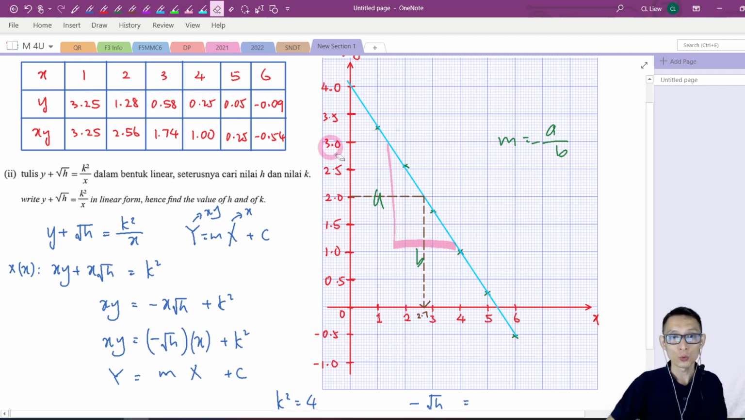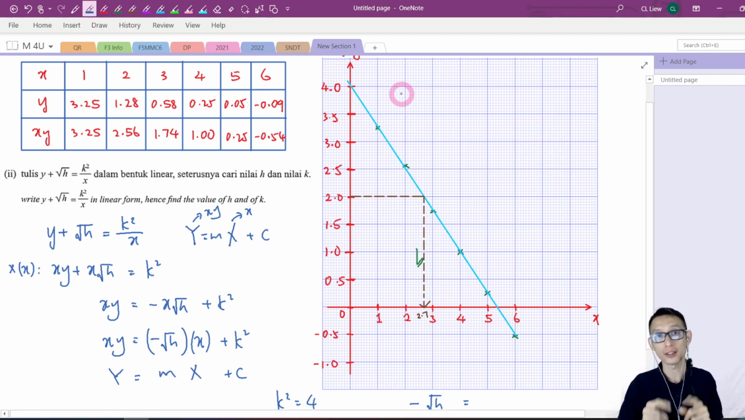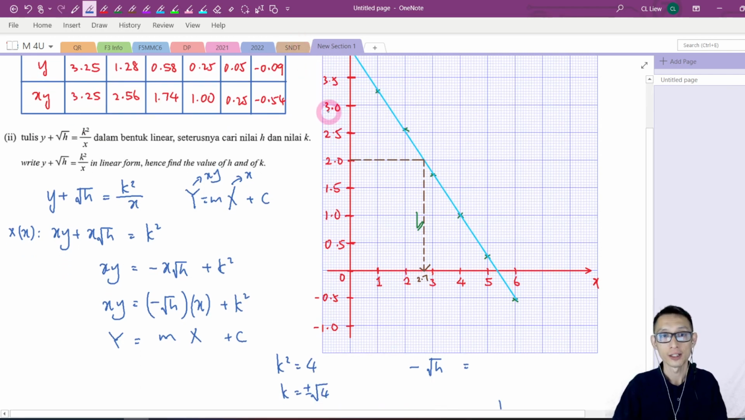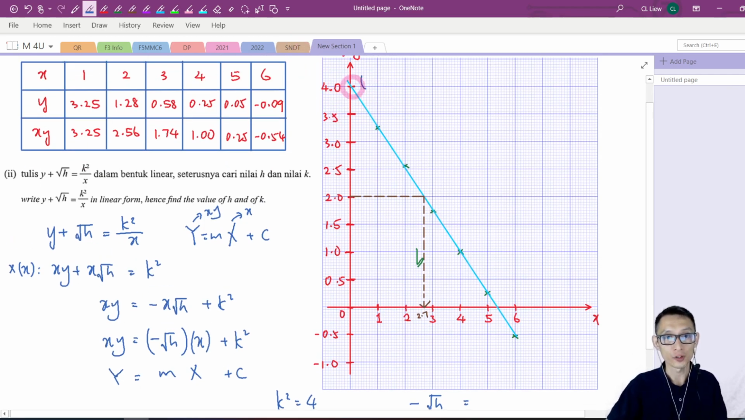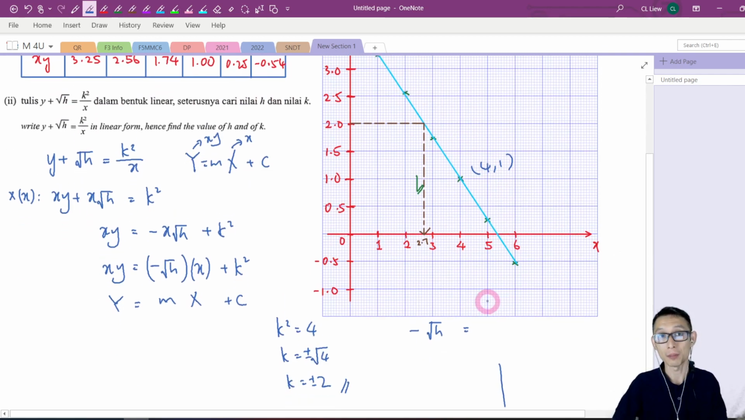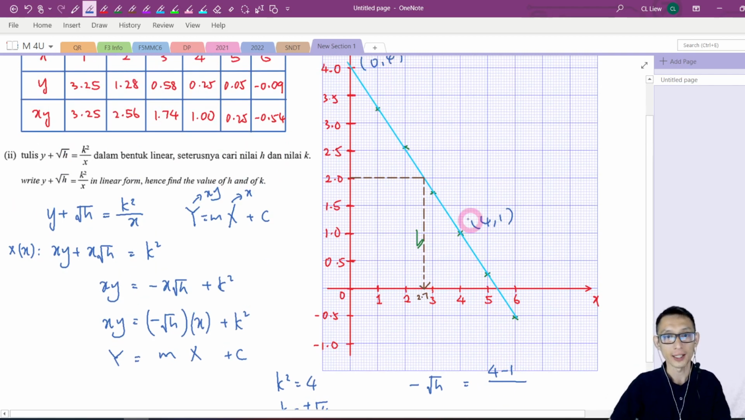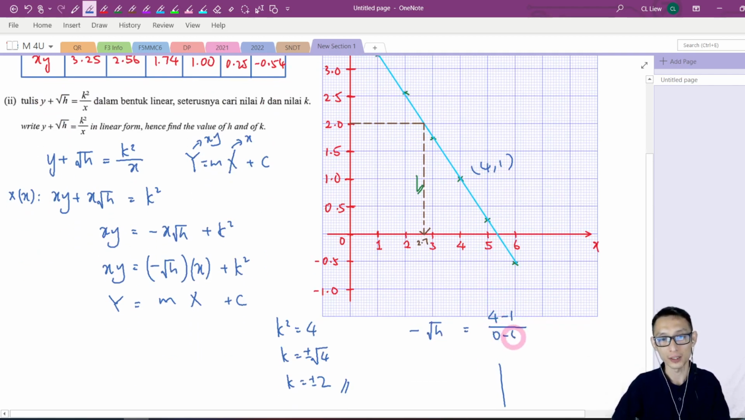Okay, so if you worry that sometimes you might forget to add the negative sign, you can just choose two coordinates and use them to help get the gradient. So I think I will choose this one, 0, 4, and another one, this 4, 1. Okay, don't choose this one because I think the line does not pass through the point here. Okay, let's use these two. Now 4 minus 1, remember y on the top, 4 minus 1, and then 0 minus 4.